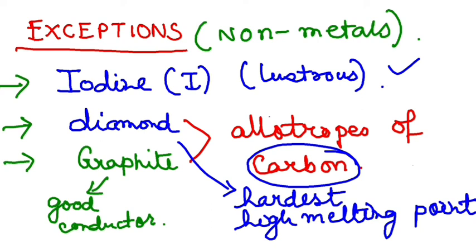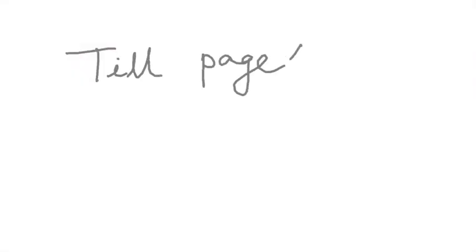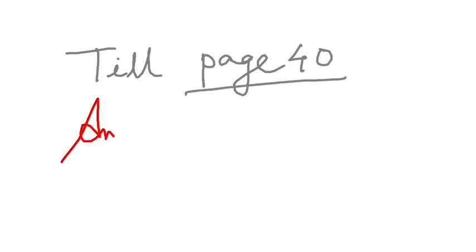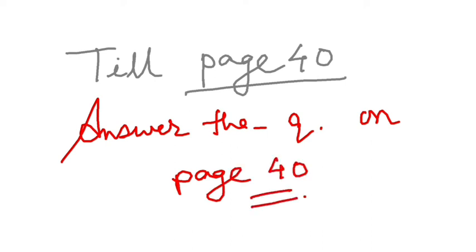So we have learned the exceptions in metals, we have learned the exceptions in non-metals. What I want you to do now is read the chapter till page 40. All right, first do that. After that, answer the questions on page 40 itself. There are a few questions, 4 to 5. Please try to answer them. If you have any problem, any doubt, you can ask, right? Best of luck.